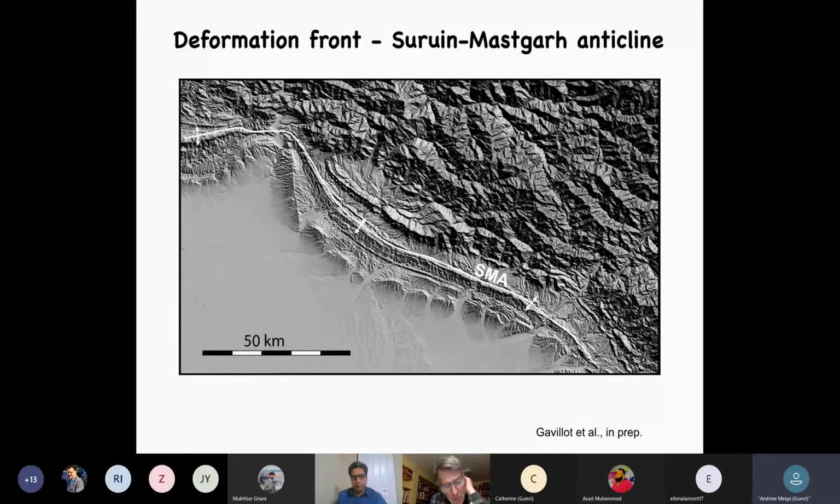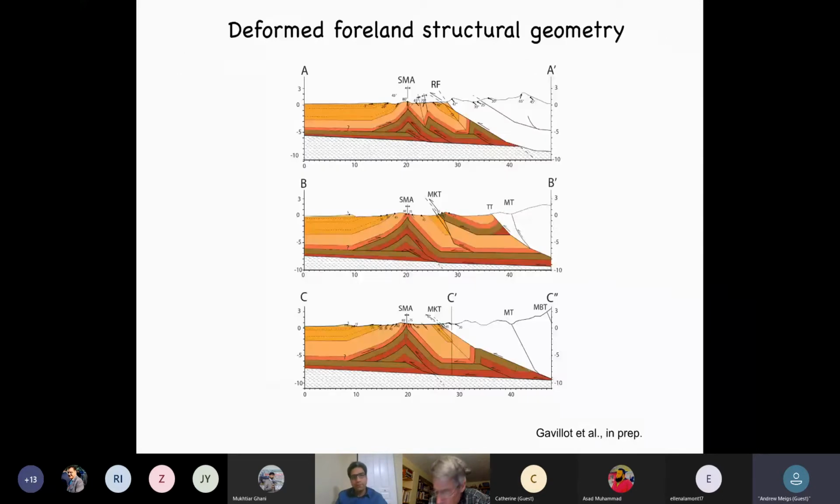This is upper Siwalik and middle Siwalik rocks exposed on the limb of the anticline. There are a lot of interesting features associated with this anticline. It's a complex structure. These are three serial cross sections showing the deformed Siwalik sediment in the light orange colors and the Dharamsala or the Murree equivalent in these darker colors at depth. The main feature to note is that beneath the SMA, there are a series of thrust faults that are all related to the main Himalayan thrust at depth.